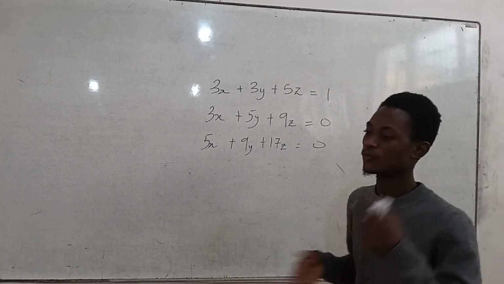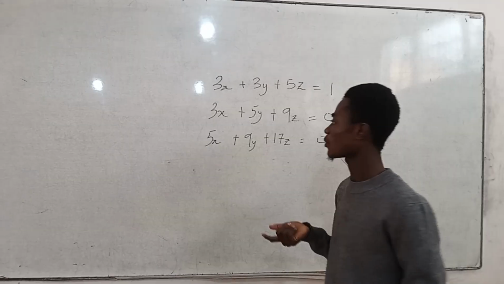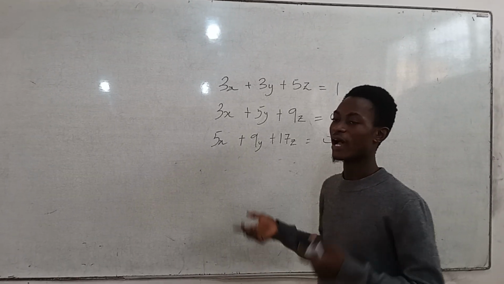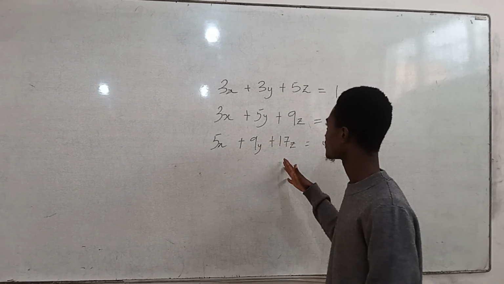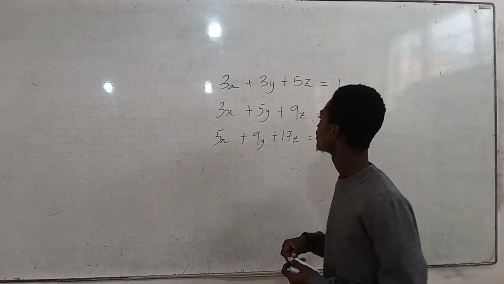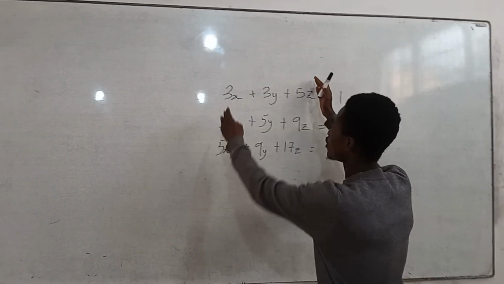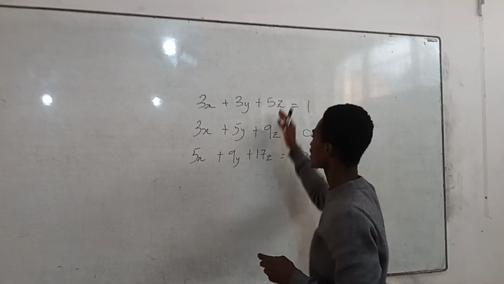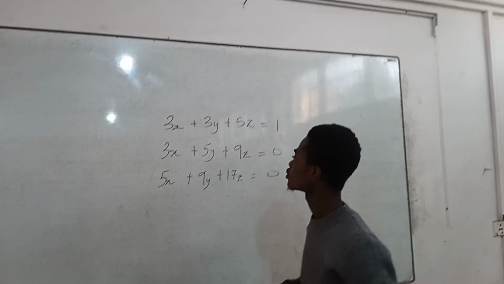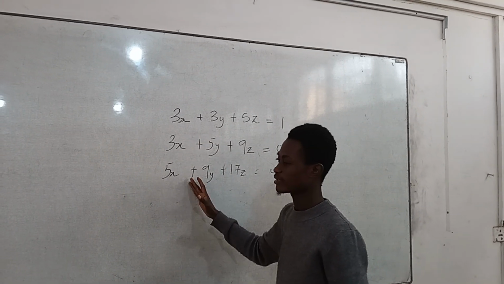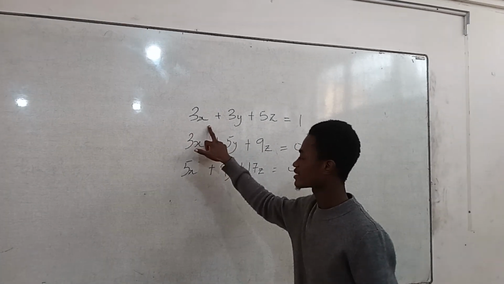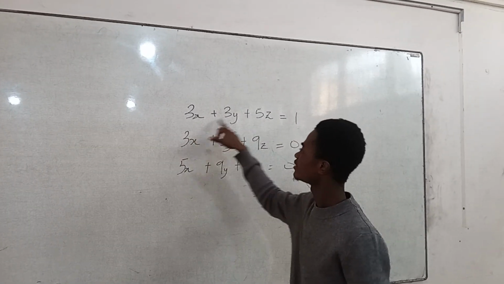So either you go with the inverse matrix formula, where you are supposed to find your adjoints and everything. But with Cramer's rule, you have to know that these are your matrices. So you have your x and you have your y. You will be needing the determinant. You will also be needing your dx and your dy.